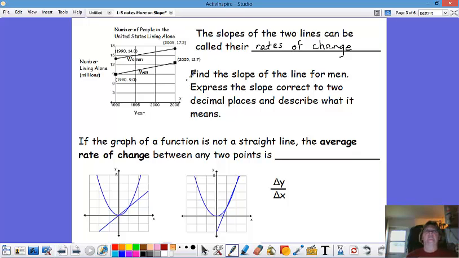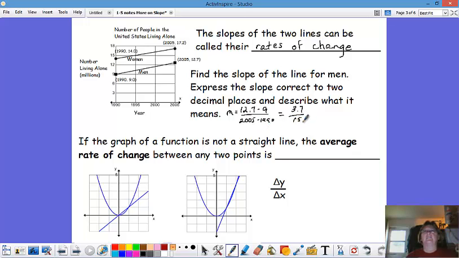Well, finding the slope for the men is not difficult. We've got 2 points here that we can work with, and it's rise over run or y's over x's. So the slope is 12.7 minus 9 all over 2005 minus 1990. As far as doing the math, if we take 9 away from 12.7, we get 3.7. And that's over a change of 15 years.